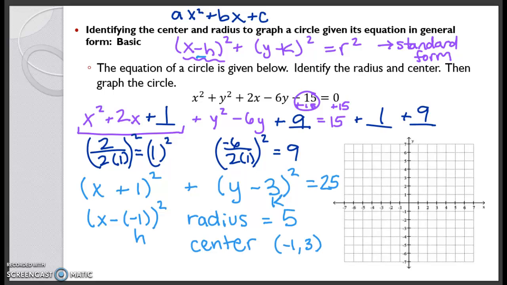So let's go to negative 1 and 3. There's our center. And then we're 5 in each direction from that center. And then we connect the circle as best we can. And that is how you identify center and radius to graph a circle given its equation in general form.